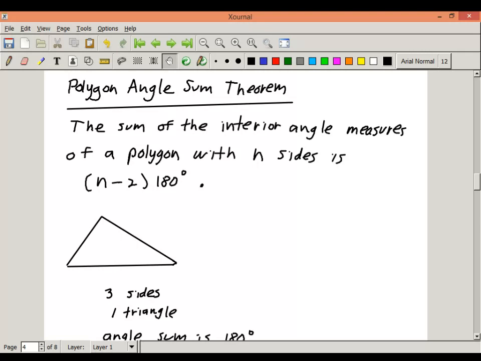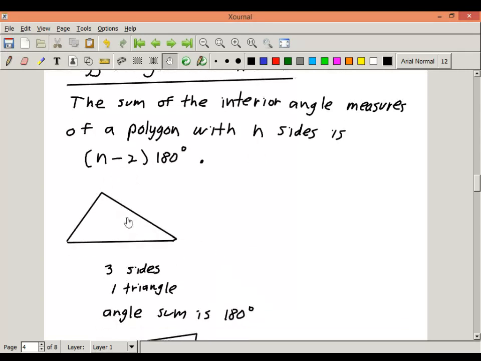So the theorem says the sum of the interior angle measures of a polygon with n sides is (n minus 2) times 180. So the formula is telling you that if you want to know what all these angles add up to inside of a polygon, talking about interior angles, you count the number of sides. So the number of sides is n, and then you put that into this formula, (n minus 2) times 180. So let's see if that works for the shape we already know, the triangle. A triangle has three sides, and we already know that those angles add up to 180. We already proved that theorem.